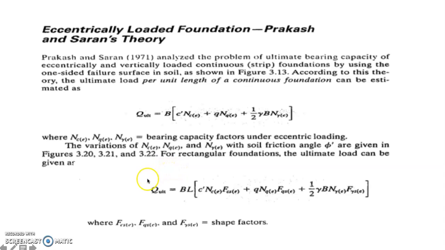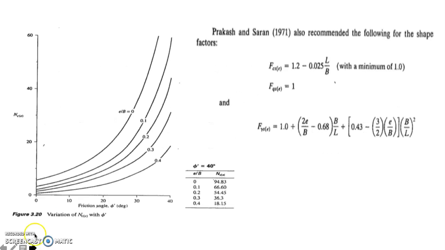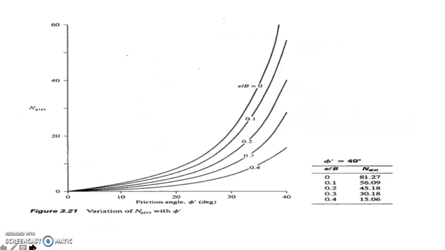If we are going to compute for the ultimate load, it can be given by this expression. You have to take note that these are the shape factors, and they recommended computing the shape factors using this equation. And they have here the variation of N sub Q for eccentric loading.